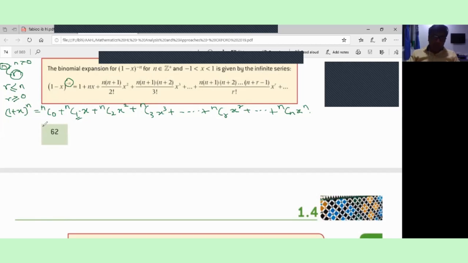So what is the simplification of NC0? The simplification of NC0 is n. You can work it out, right? Plus, what is the simplification of NC1? Simplify it, no? n into n minus, okay, my bad.